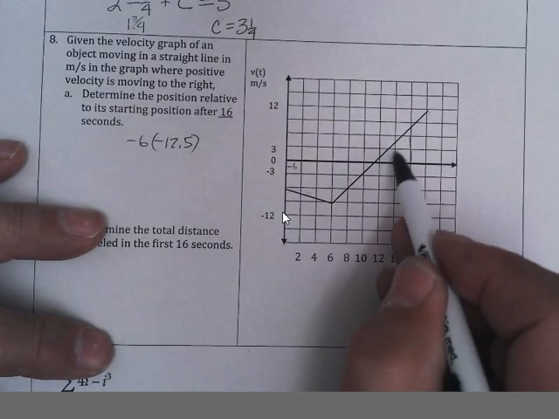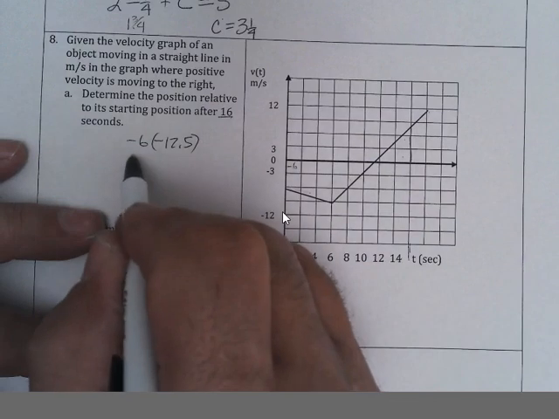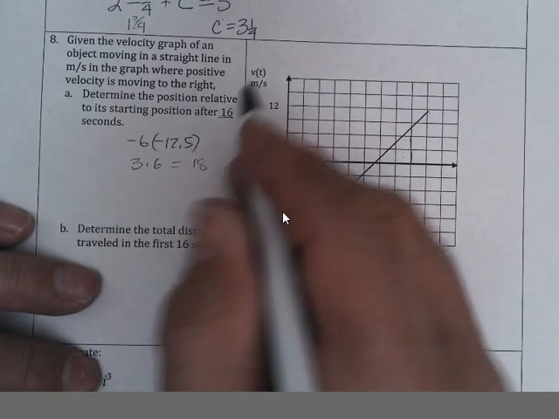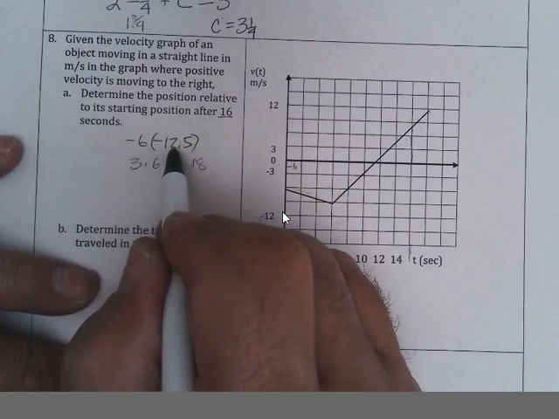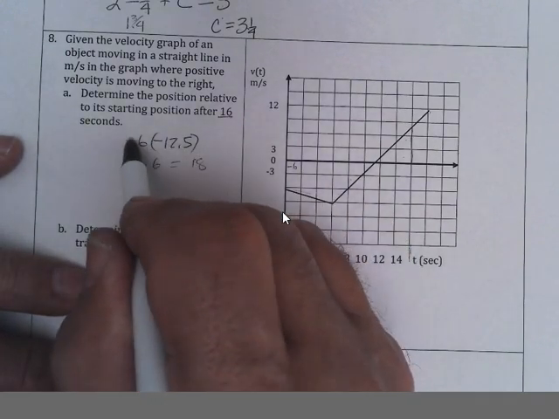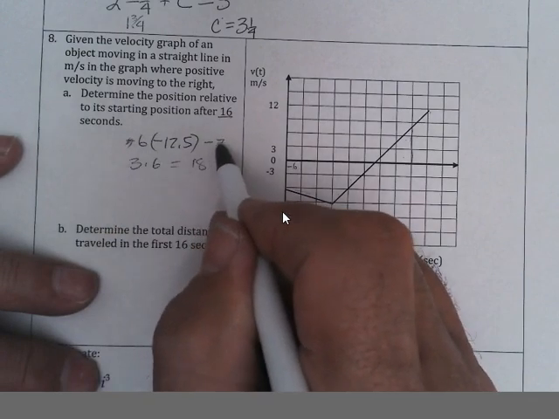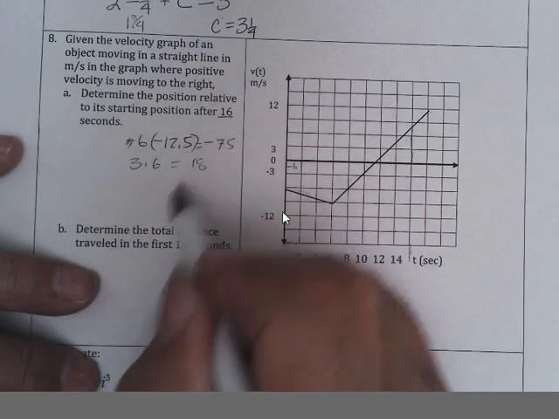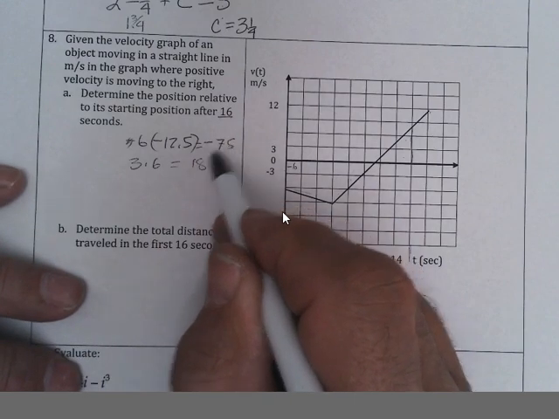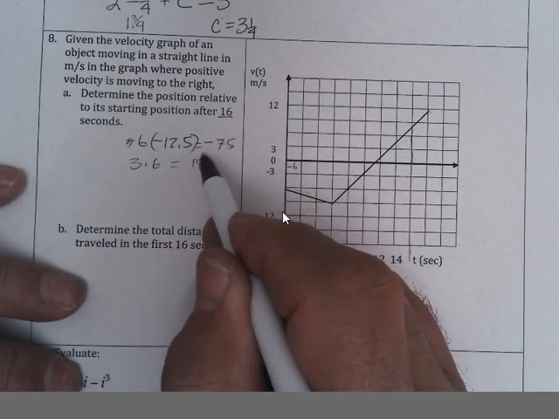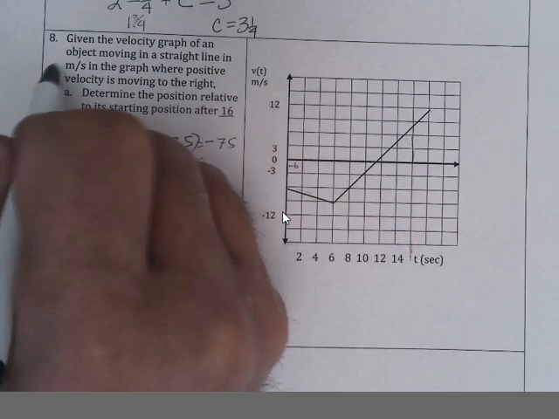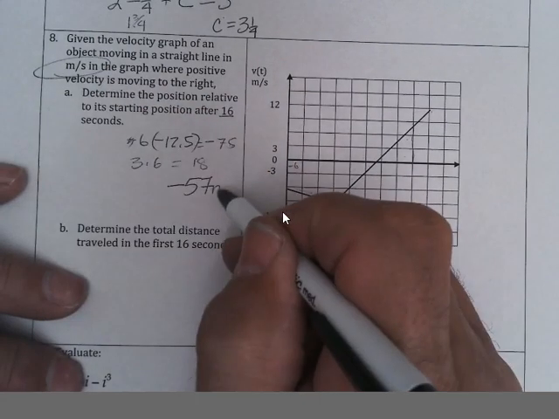So there's 1, 2, maybe 3. So 3 positive 6s, so that's 18. This is 72, 75. So -75 plus 18, take 8 off, would be 67, 57. So -57. It talks about meters, so we need to say meters.